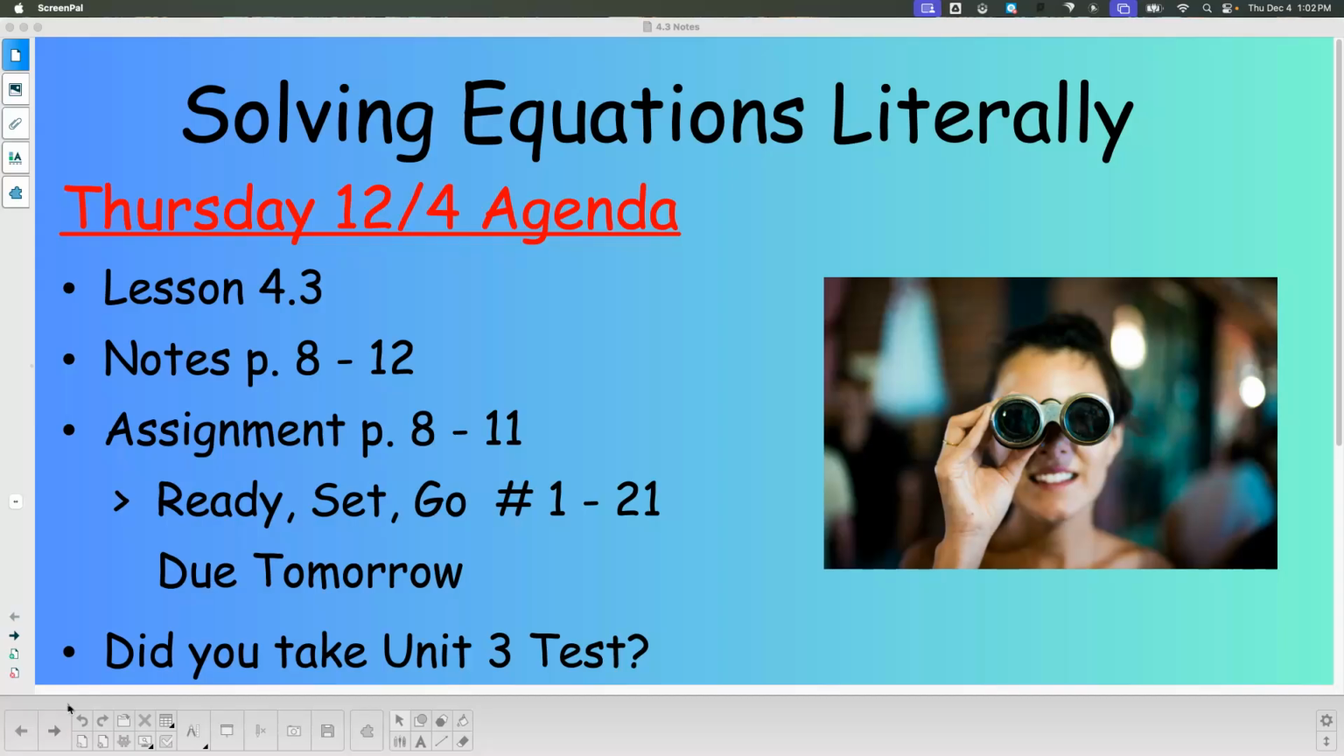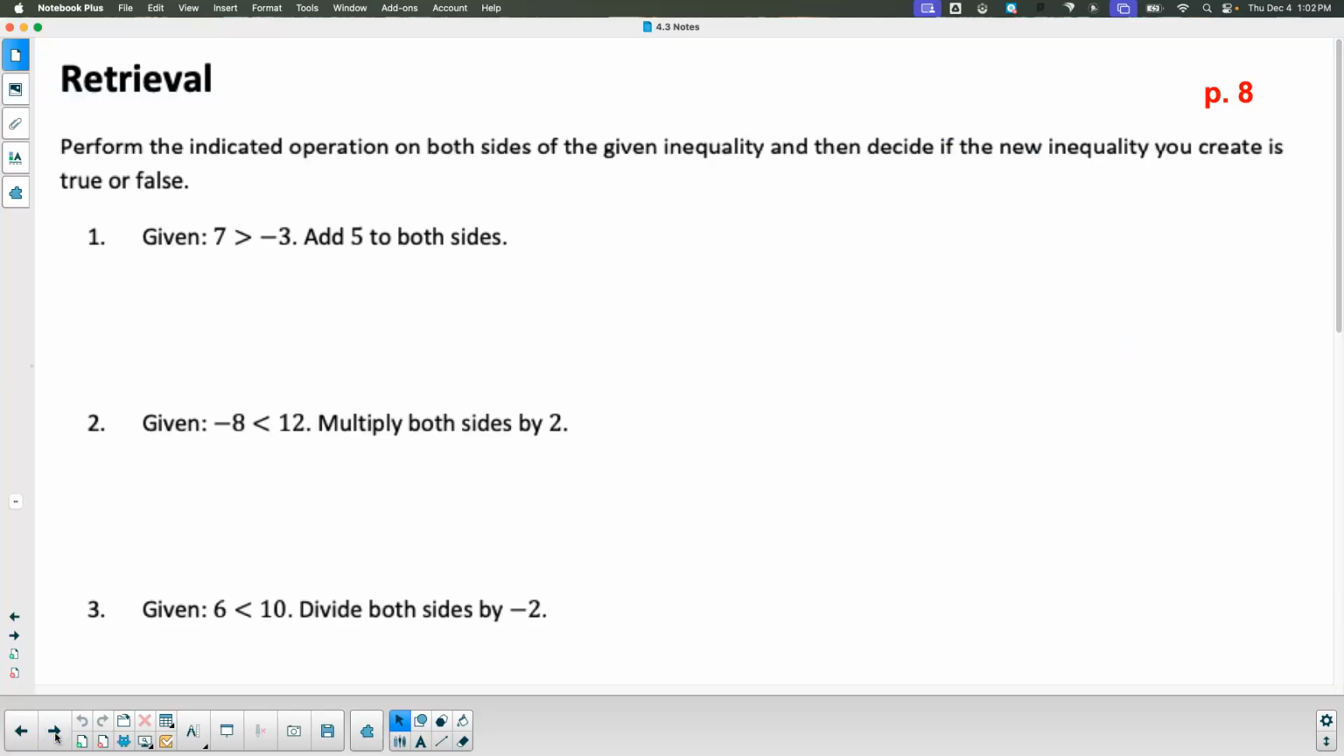All right, so today, got some notes. We're gonna literally solve equations because there's two different kinds of equations. There's linear equations and then there's literal equations. So we're literally solving literal equations. And then we got some homework and we can get some stamps for those that didn't get stamps yesterday. All that fun stuff. All is well. So let us start on the retrieval.